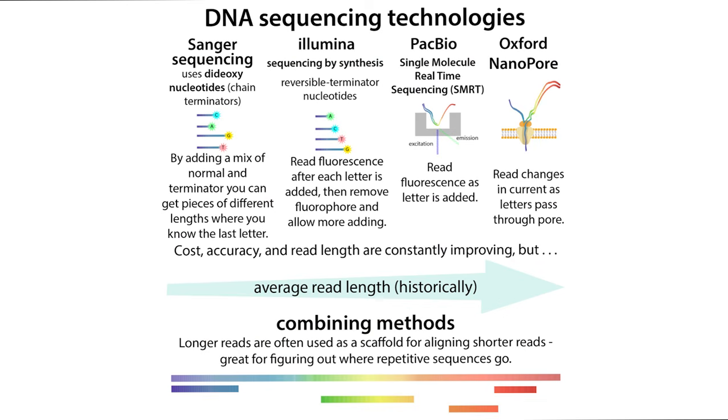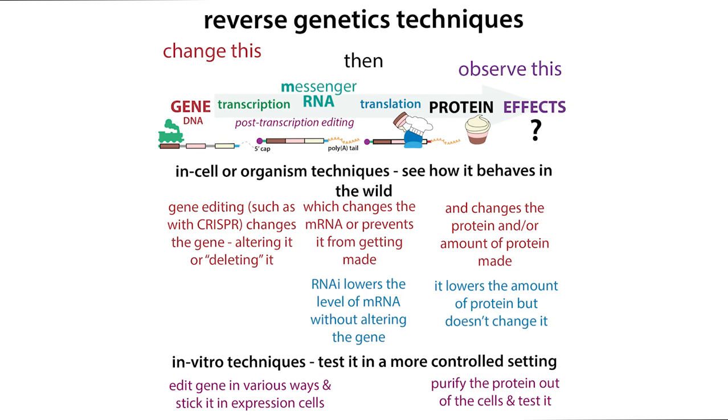DNA sequencing technologies have greatly improved over the past years. You might hear about traditional sequencing, like Sanger sequencing. Now one of the main ones is Illumina, and it reads little tiny pieces of DNA and looks at the overlapping regions. There are also some newer methods that will do longer reads.